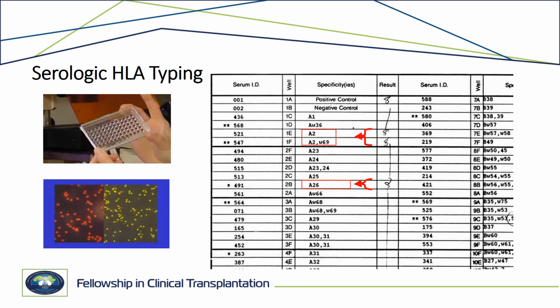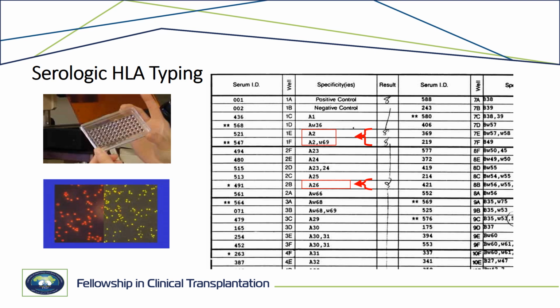If you look at the fourth position, which is serum ID 568, this is located in well 1D. You can find that the specificity of this one is AW36. And if you look at 521, which is located in the 5th position, or well 1E, the specificity of this serum is A2. And if you look at the result, you can see that the scoring was 8, meaning that this patient reacted against the A2.